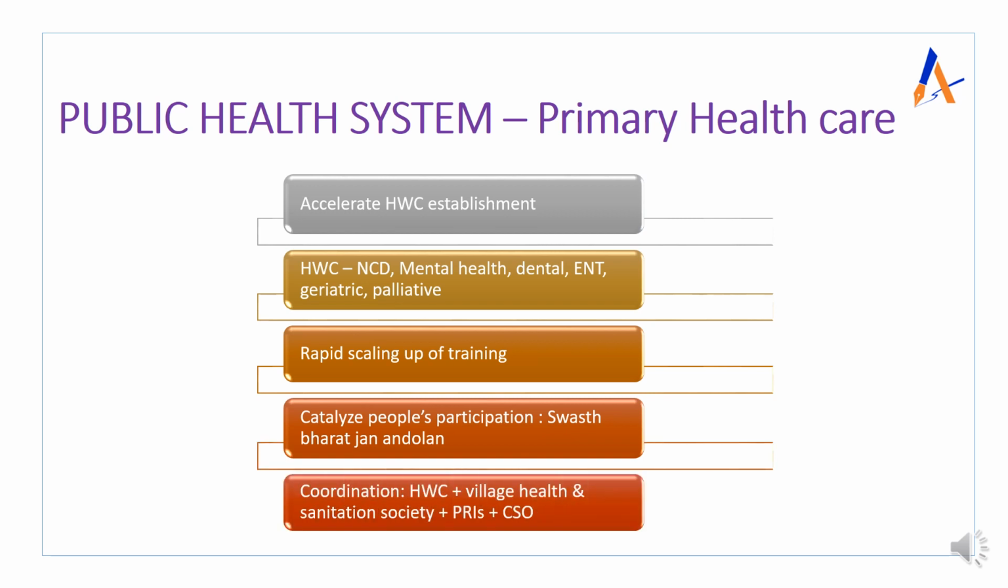Next is related to coordination. So we need to have very good coordination of health and wellness centers, village health and sanitation society, PRIs, CSOs. We need to divert funds from CSR activities. CSR activities should invest money in what we are talking about, primary health centers. Yes, so we need to mobilize corporate social responsibility funding also for the health and wellness centers. So this is how you need to think about the way forward whenever you are discussing and analyzing the issues. Okay, so let's analyze the other category of issues.